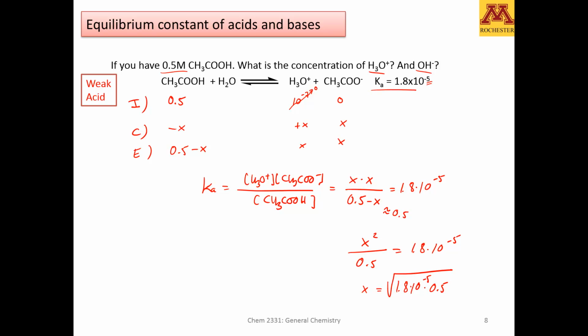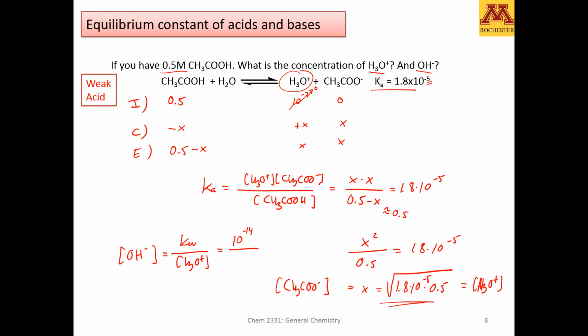times 0.5. This is the concentration of H3O plus, which is also the concentration in equilibrium of acetate. Okay, the concentration of OH negative, even though this is not a base, because there's some hydronium being created, it will change, and it's always related to the concentration of hydronium. So this will be 10 to the negative 14 over the concentration of hydronium, which is this value, which we call x.